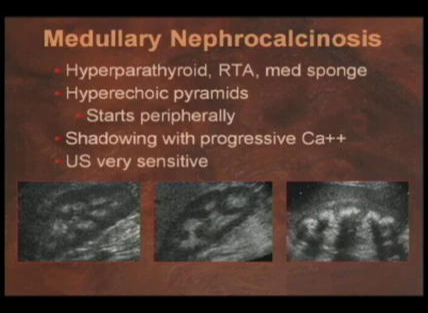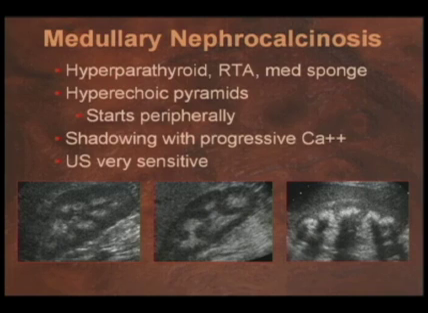Now, another type of calcification in the kidney is medullary nephrocalcinosis. This occurs most frequently in patients with hyperparathyroidism, renal tubular acidosis, and medullary sponge disease. This causes increased echogenicity to the renal pyramids, as you see in the first two images below.